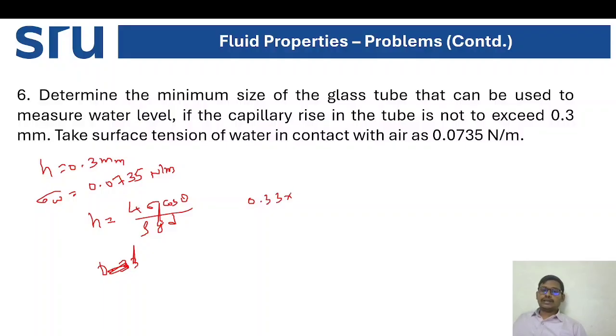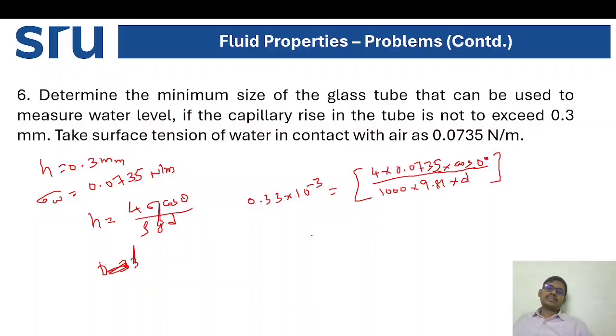0.33 into 10 power minus 3, we are converting mm to meter, that is equal to 4 into sigma, which is 0.0735, into cos 0 degrees, and by rho is equal to 1000, g is equal to 9.81 and D. So assume that theta is 0 degrees if anything is not given, such that D is equal to 0.1 meters, that is D is equal to 100 mm.